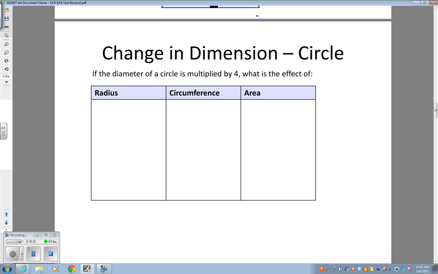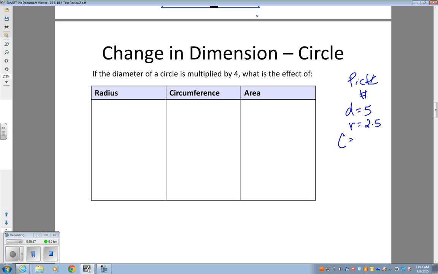If the diameter of a circle is multiplied by 4, what's the effect on the 3 things? So, do you know the diameter of the circle? Okay, so if they don't give you one, pick one. Pick a number. What number do you want to use? Okay, so let's say the diameter is 5. If the diameter is 5, what is the radius? 2.5.